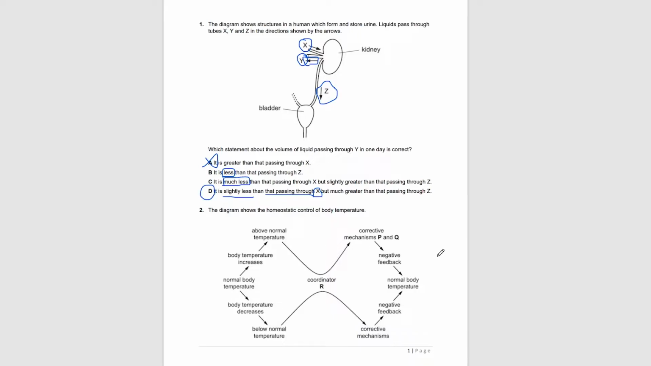A very small volume of liquid is filtered by the kidney and the volume of blood decreases a little bit, and that volume passes through Y and a very little amount of filtrate passes through Z. So the volume of liquid passing through Y is slightly less than the liquid passing through X and is much greater than the volume of liquid that passes through Z.